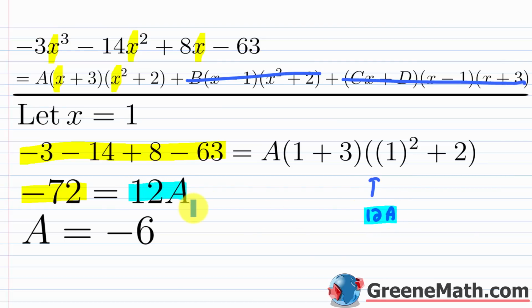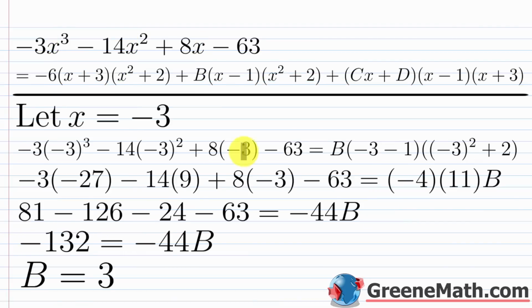Okay, so now all we're going to do is divide both sides of the equation by 12, and we're going to get that a is equal to negative 6. So when we come down here, we're going to plug in a negative 6 for that a right there. Then we're going to do the same thing. We're going to let x be equal to negative 3. Notice that you have an x plus 3 here, so this right here would go to 0. You have x plus 3 here, so this would go to 0. And so what you're looking at is plugging in a negative 3 here, here, here, here, and here.